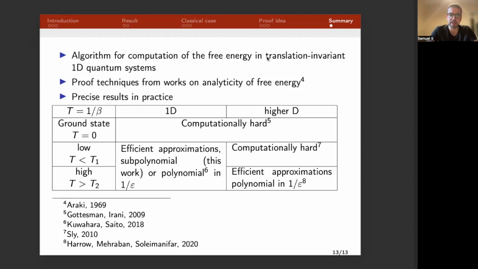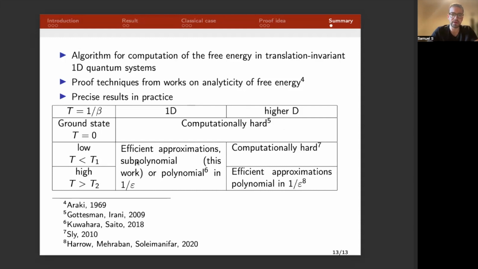I mentioned already in the beginning that we have a ground state problem, which is computationally hard already in one dimension for this specific setting of translation invariant 1D quantum systems. Given that this already holds in 1D, that it's computationally hard to compute or approximate the ground state energy, this also extends to higher dimension directly. This is not true for the classical case. This is just true in the quantum case.